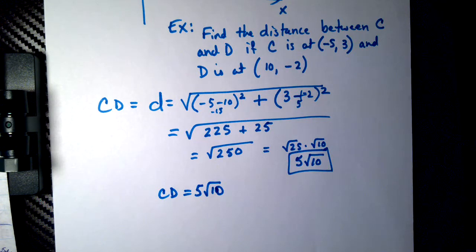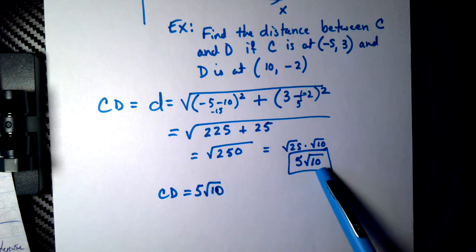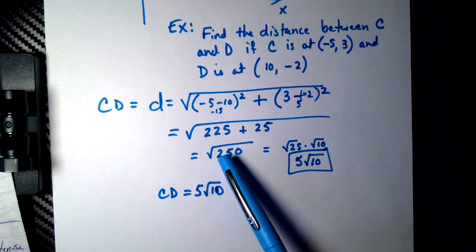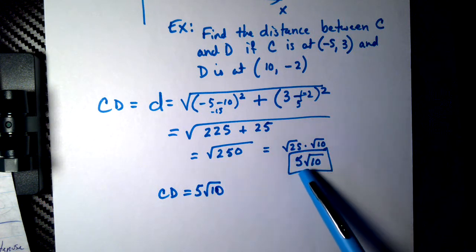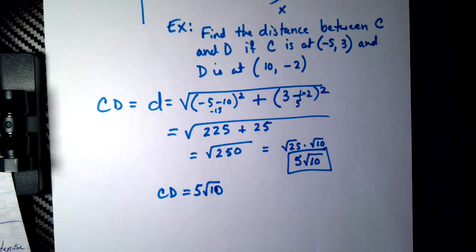Okay. As a decimal, I don't have my calculator with me as I'm filming. Sorry, I left it in my bag upstairs. So 5 square root of 10, if I want, I can make it a decimal. So you can do the square root of 250, or you can literally plug in 5 root 10 and come up with a decimal answer if you want to do it differently.